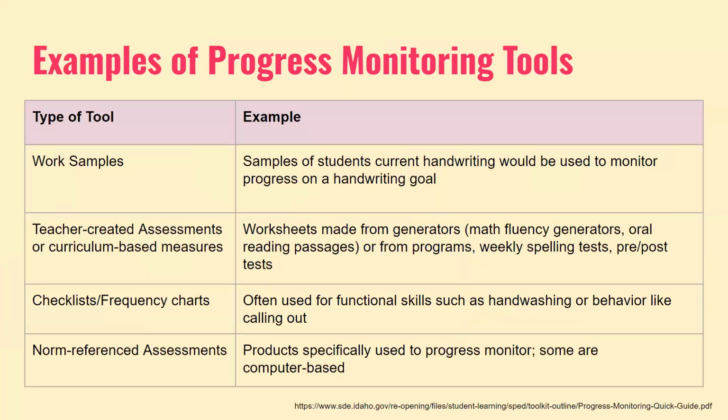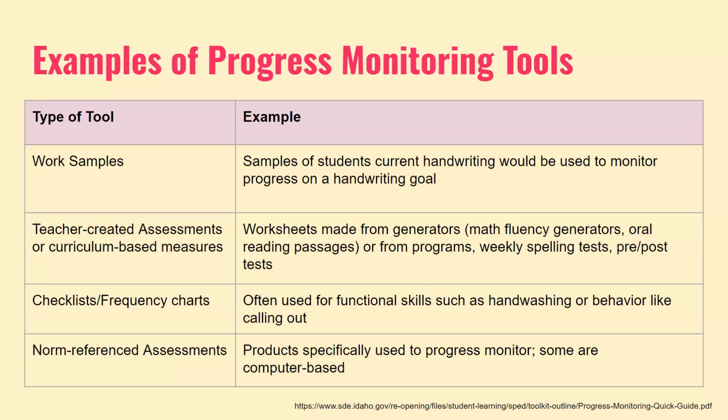This table shows some examples of progress monitoring tools that have proven to be both effective and efficient. Let's take a look at these types. The first type of progress monitoring tool is work samples. This is when a teacher uses samples of the student's current work to monitor progress. For example, handwriting samples would be used to monitor progress on a handwriting goal. This could be printing or cursive.